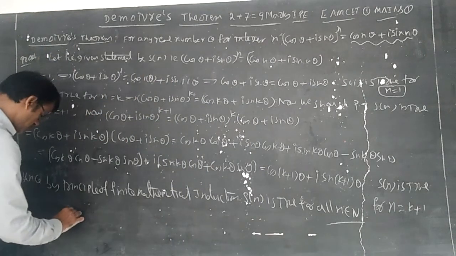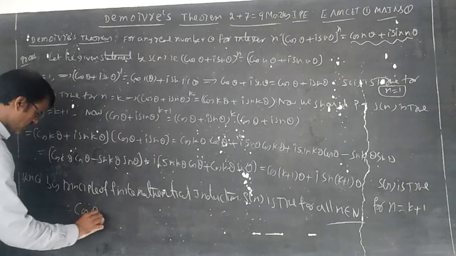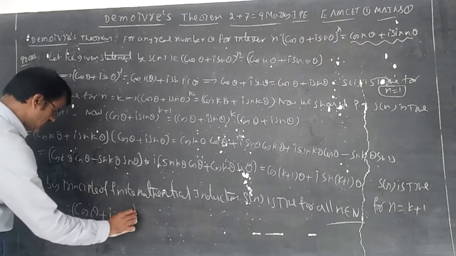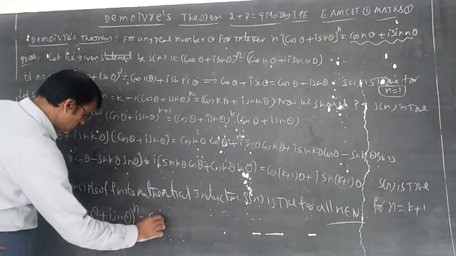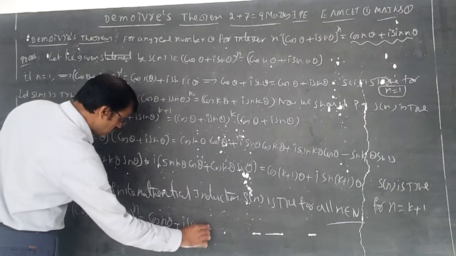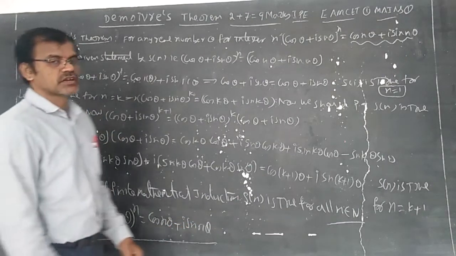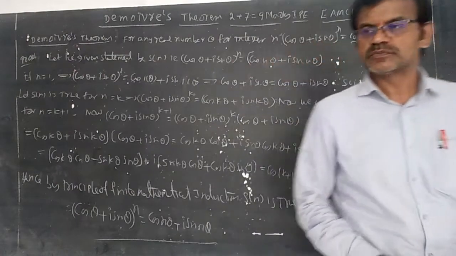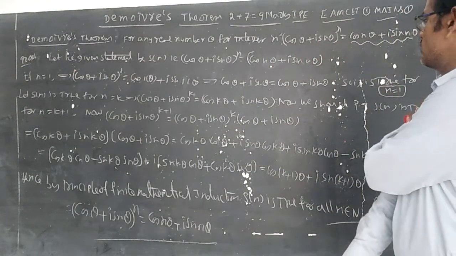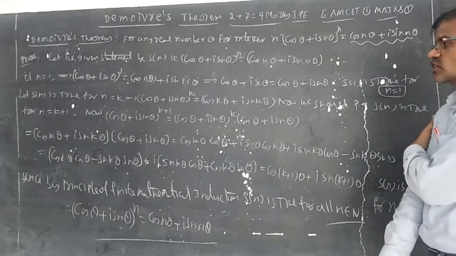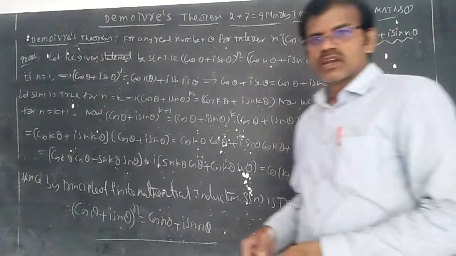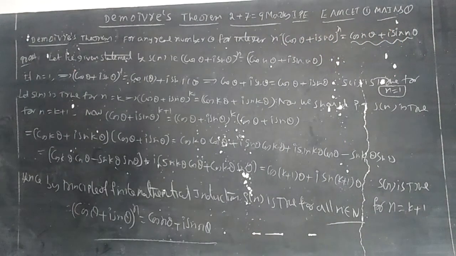Therefore, at last you can say we proved that (cos theta plus i sin theta) whole power n is equal to cos n theta plus i sin n theta. This is the proof of De Moivre's theorem. I said that this is the proof of De Moivre's theorem only for positive integers. Now let us discuss negative integers also.